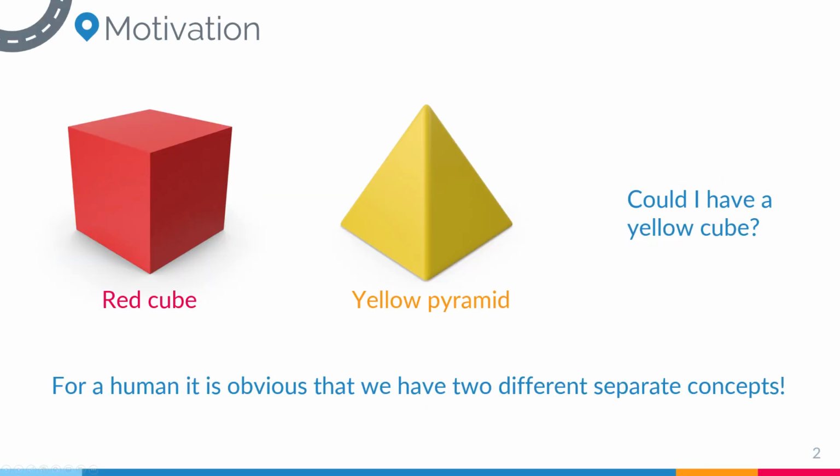Imagine I show you a red cube and a yellow pyramid, and then ask if I can paint the cube yellow. You would obviously say yes because, as humans, we easily distinguish between two separate concepts, color and shape.